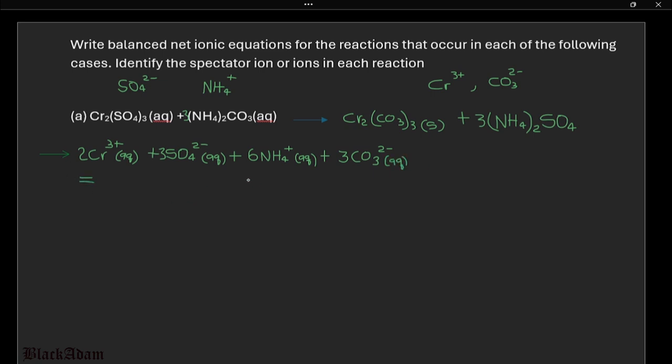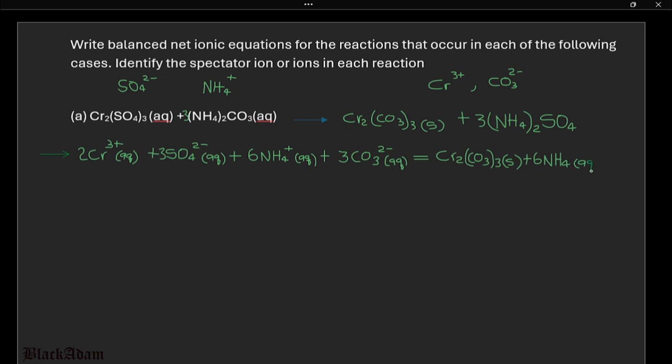All of that, okay, let me just put it on the right hand side. All of that will give us chromium carbonate, which is solid. We did notify solid, and then plus, we have ammonium. So we have 3 times 2 is 6. We have 6 ammonium ions.